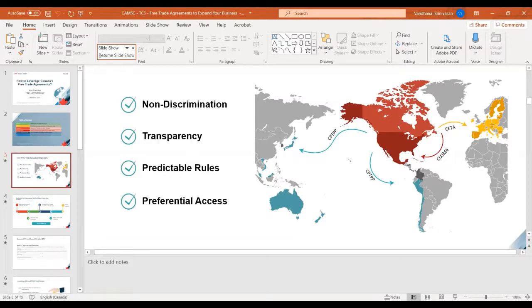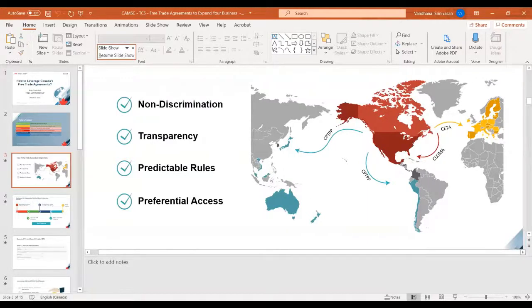And when we look at predictable rules, we want to say Canada is a rule-of-law country, and we expect the other country to follow the same principle. A good example for predictable rules is the CPTPP, Canada's free trade agreement with Asia Pacific countries.